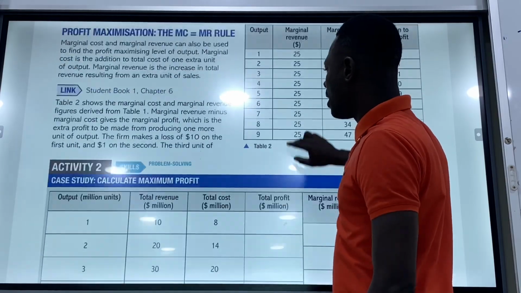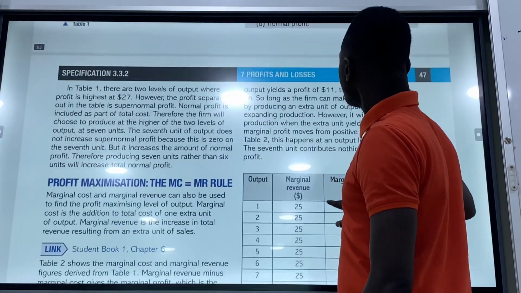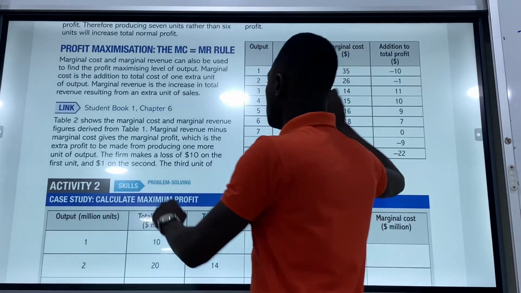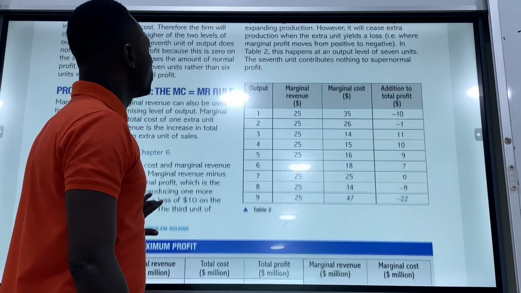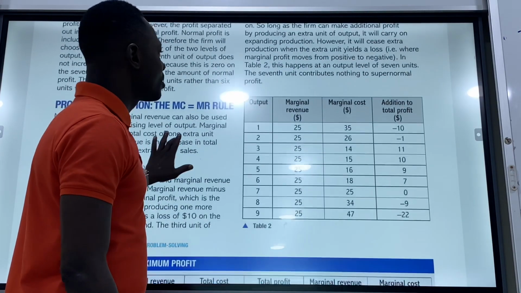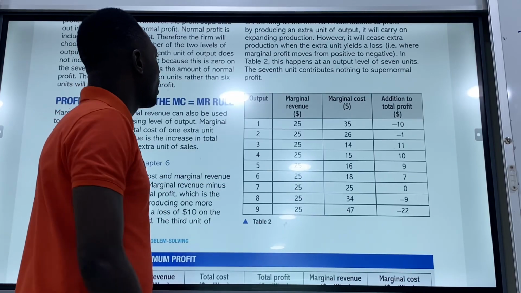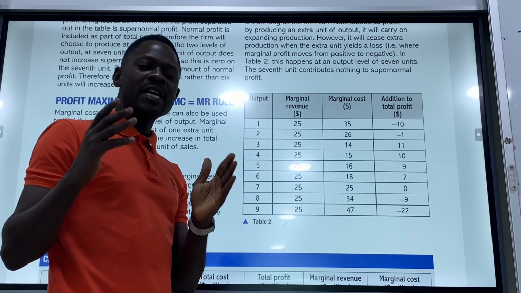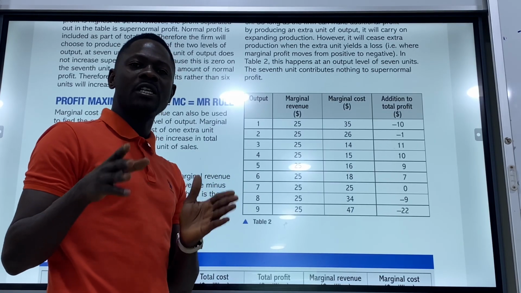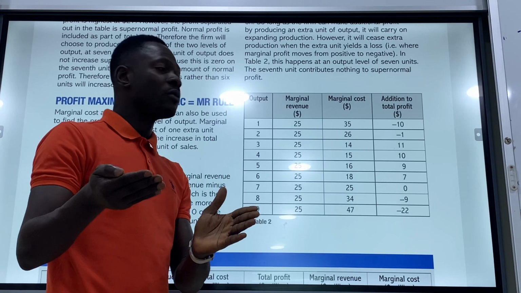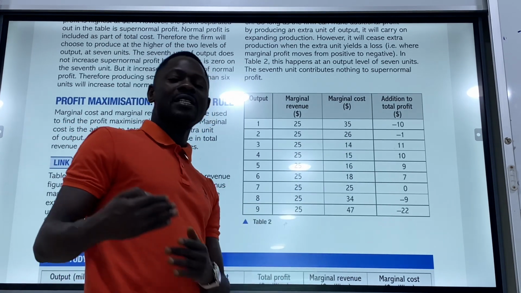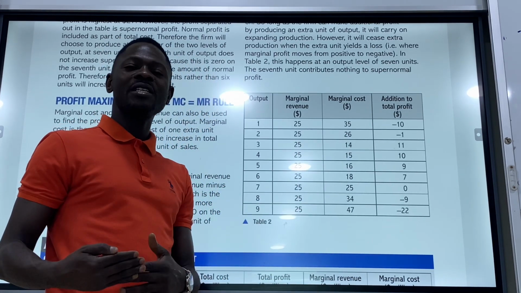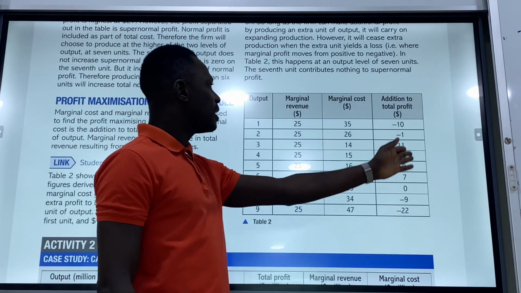We talked about it in Student Book 1. So I'm just going to use this case study to explain further. Here we have our output, our marginal revenue, which is the extra revenue made from selling an additional unit of output, then our marginal cost, which is the cost incurred in producing an extra unit of output. Then this is our additional profit.